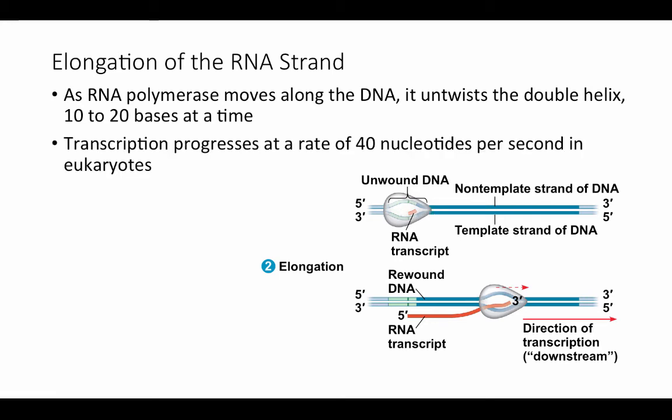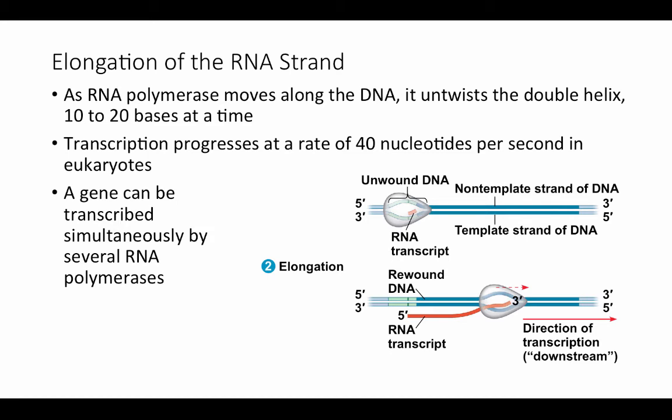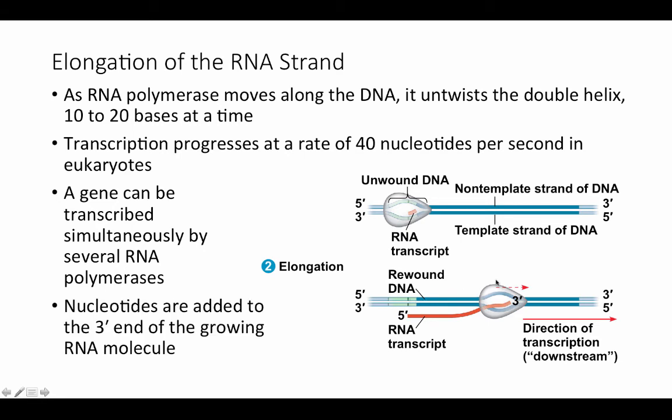And this is going to progress at a rate of about 40 nucleotides per second in eukaryotes, so a pretty fast process. And a gene can be transcribed simultaneously by several RNA polymerases. So you can imagine on this second one, this RNA polymerase has gone by. Another one can now bind to that promoter region and start transcribing simultaneously. And nucleotides are added to only the 3' end of this growing mRNA transcript.